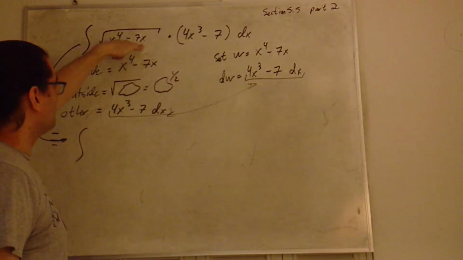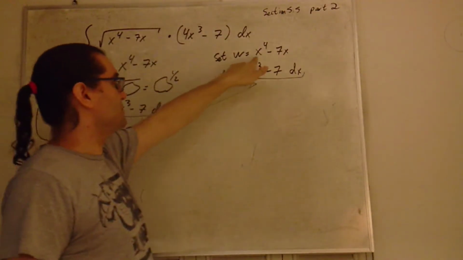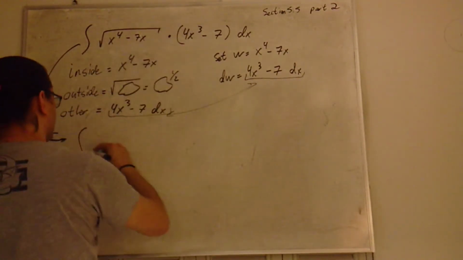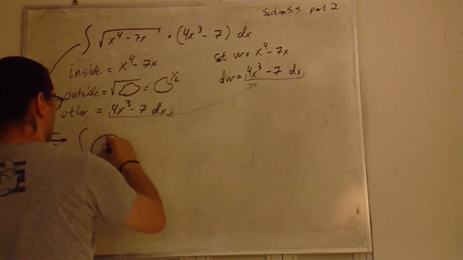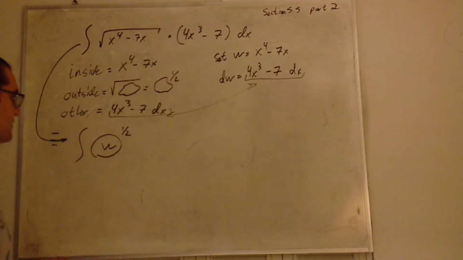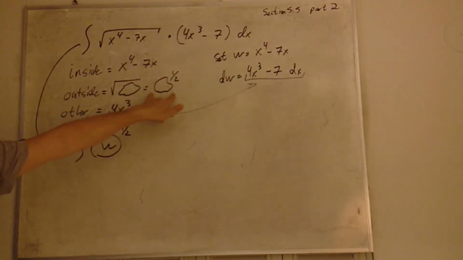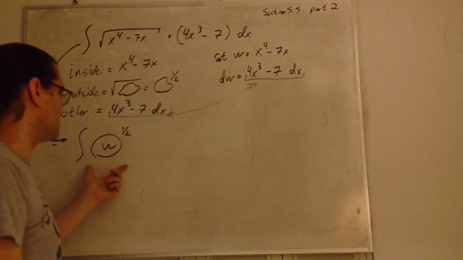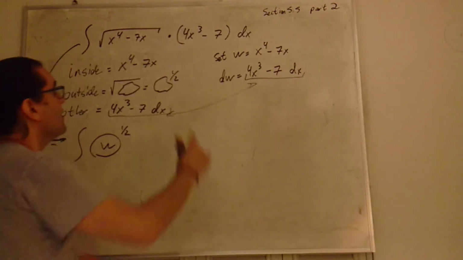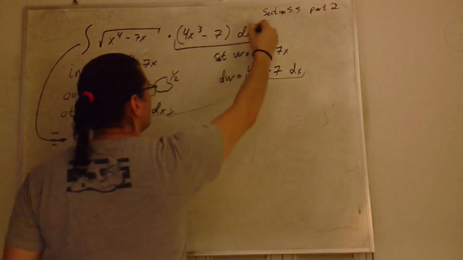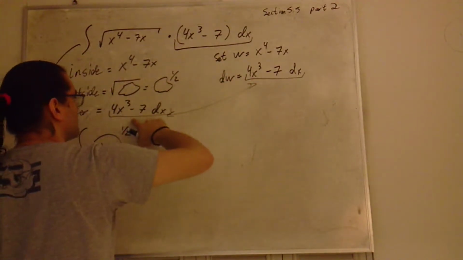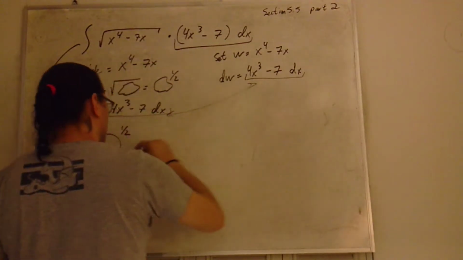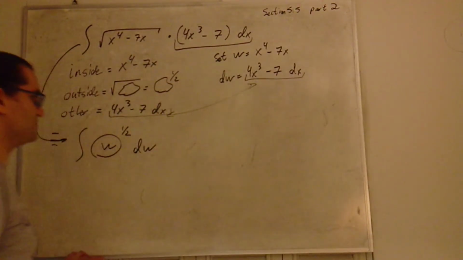The inside-outside bit is always easy. Because you set w equal to the inside function, this whole composite bit should just become w to the 1/2. So it's just the outside function with a w in it. That's always going to be how the substitution goes when the substitution works. All of this here, 4x cubed minus 7 dx, since that matches dw, I'm just going to replace it with dw.